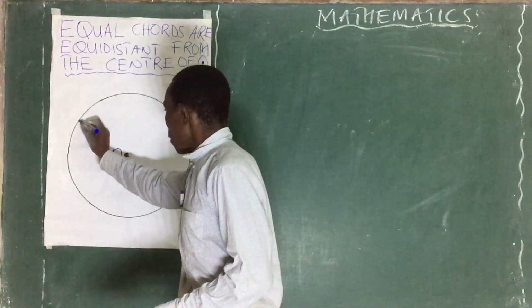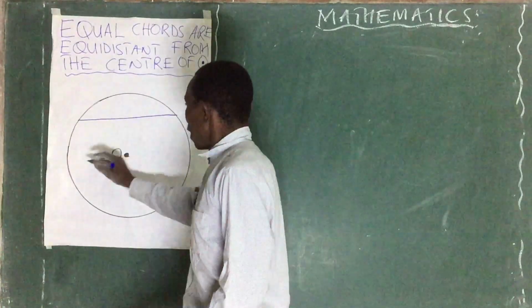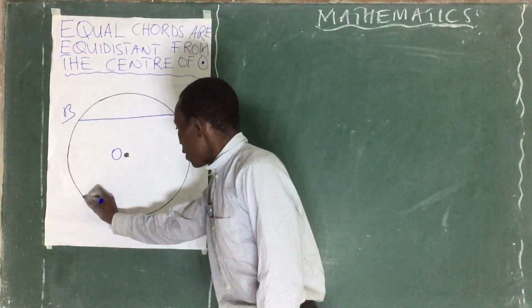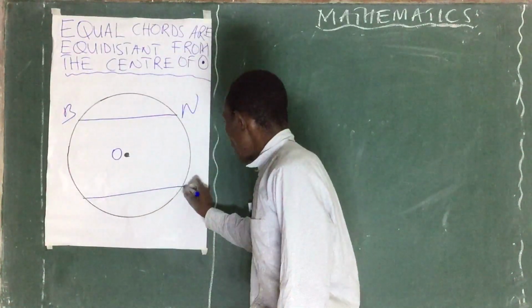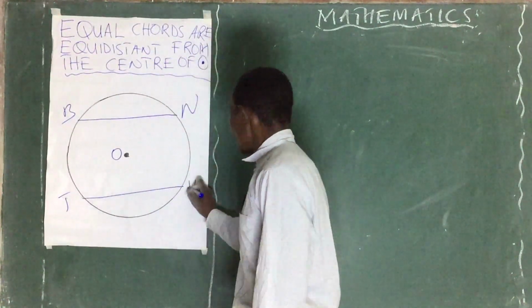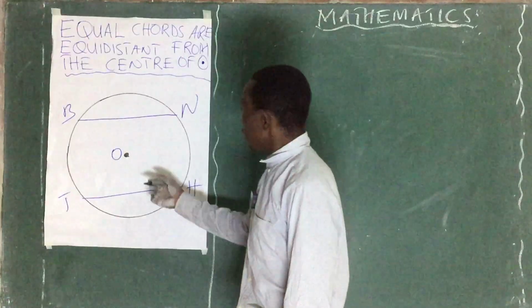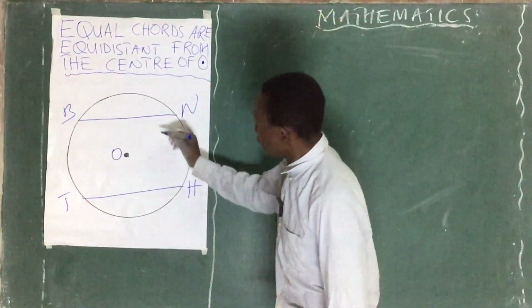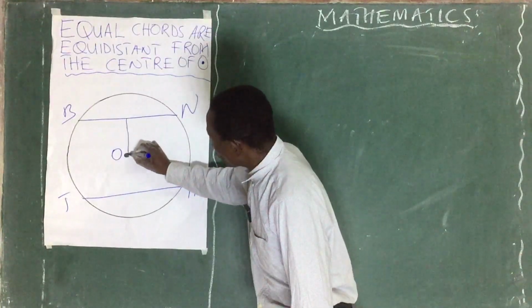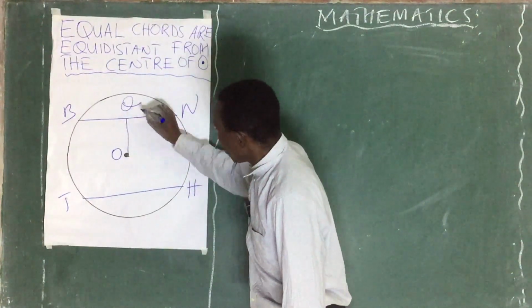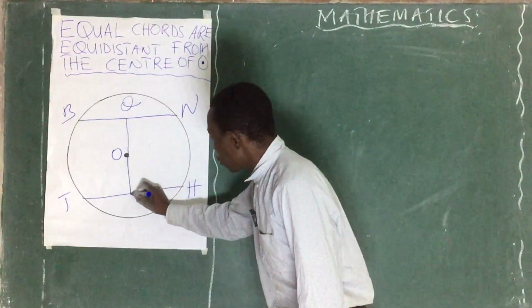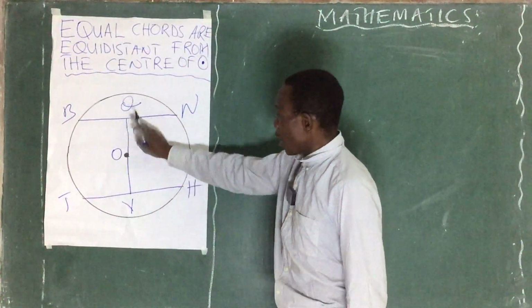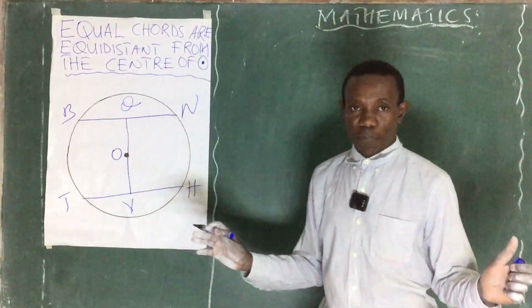I'll draw a chord like this one here. Let's call this one BN, and another chord here, let's have this one as TH, like that. That's the chord. So we take that BN is equal to TH. What we want to show is that OQ is the same as OV. We consider OQ and OV as distances from the center.